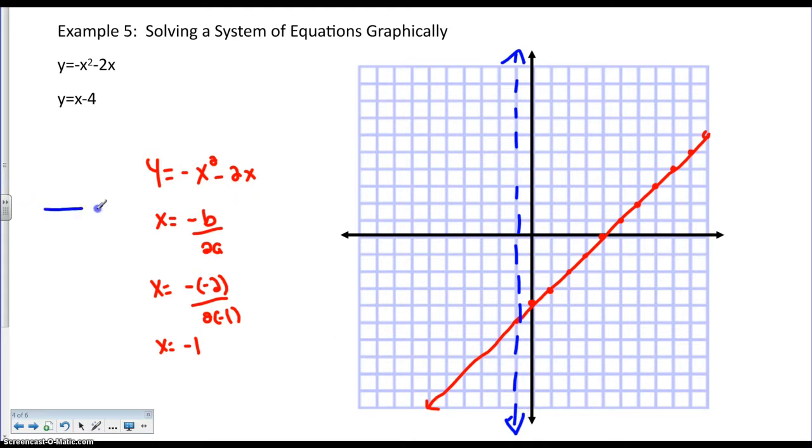So we'll make a table of values. We'll plug negative 1 into this equation, and I get 1. And then I'm just going to choose values on the right. So I'm going to choose 0. Well, you get 0, 0, 0. And then I'll choose 1. And when I plug 1 into the equation, it looks like I get negative 3.